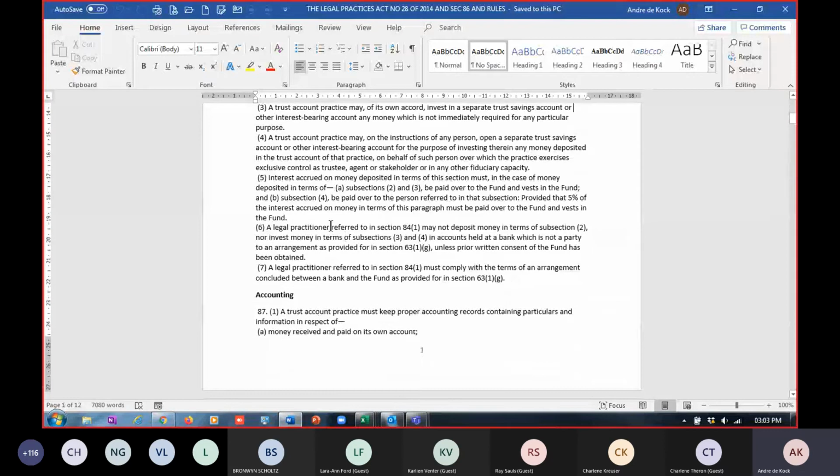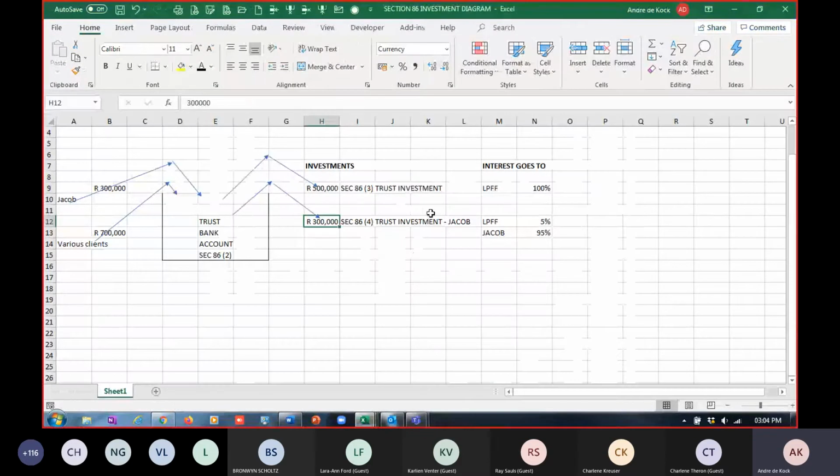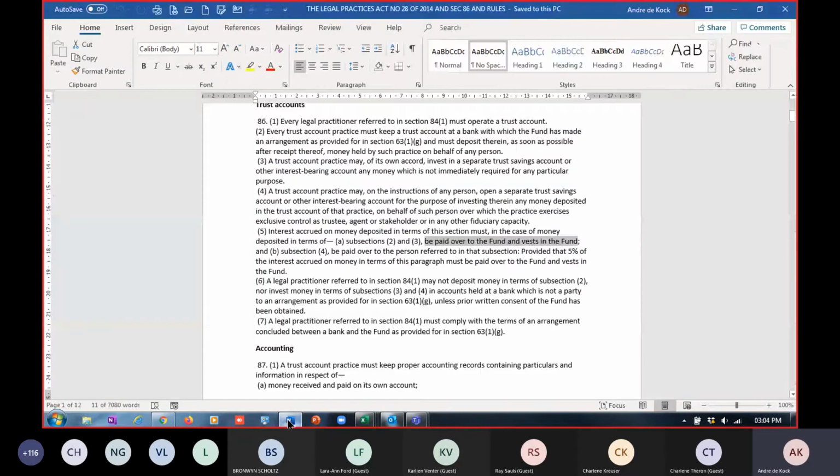Okay, we've got up to here, 86. Now, 86.4, this is the 84. Now we go to 5. Interest accrued on money deposited in terms of the section must, in the case of money in terms of section 2, that is your current account, and this one that you did of your own accord, right? That interest must be paid over to the fund and vests in the fund, which is what we said over here: 100% of the interest belongs to the fund. Any interest earned on this also belongs 100% to the fund. Okay?